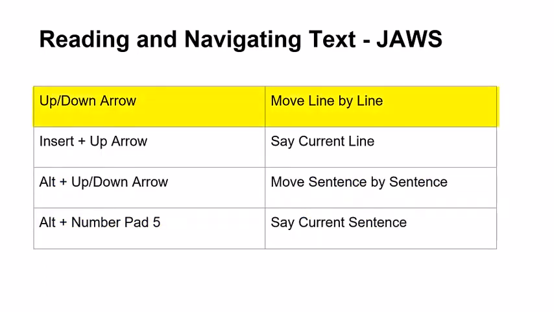Up and down arrow will move line by line. Insert plus up arrow will say the current line. Alt plus up or down arrow will move sentence by sentence. And Alt plus the number pad 5 will say the current sentence.